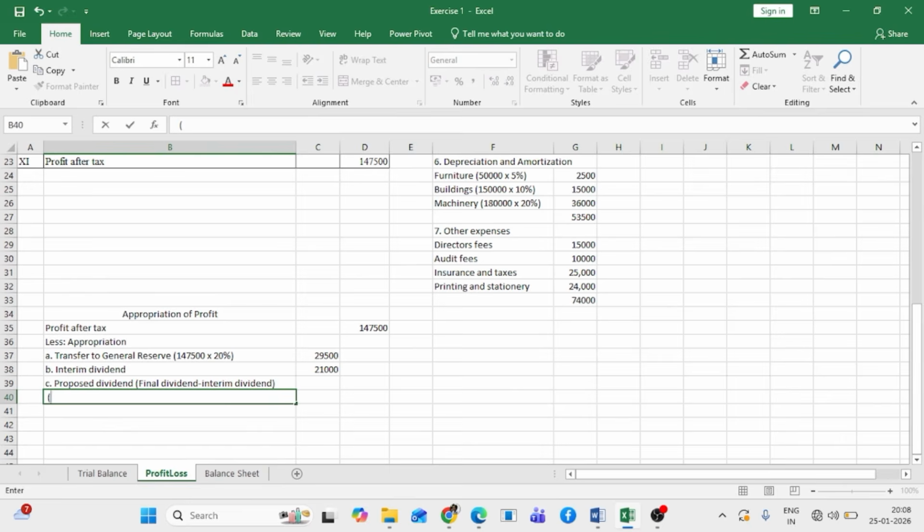Now here for your calculation I'm showing what is the total of my final dividend. The total of my final dividend is 25%. As it is mentioned, director proposed to pay 25% final dividend. That 25% on what amount? Here it is not indicated. Even if it is not indicated, you will calculate on the share capital. Here the share capital is 3 lakh. 3 lakh into 25% will give you 75,000.